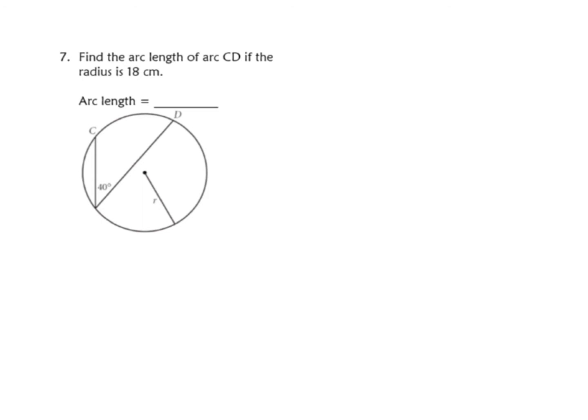Okay, number 7 says find the arc length of arc CD if the radius is 18. So my radius is 18. If that angle is 40, the arc measure is 80 because it's an inscribed angle. So 80 out of 360 is my fraction, times 2 times pi times my radius, which is 18. Now you can just type that into your calculator, or you can do mental math, whichever you'd like, but you should get 8 pi. Again, you can leave your answer just in terms of pi.